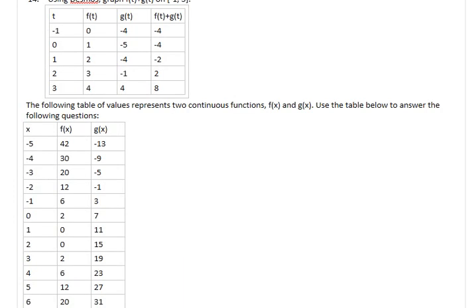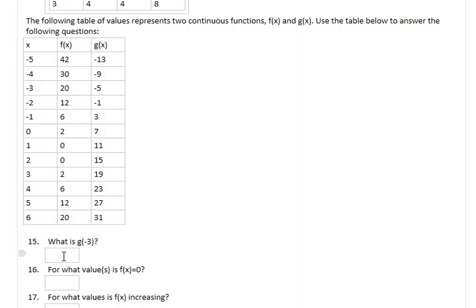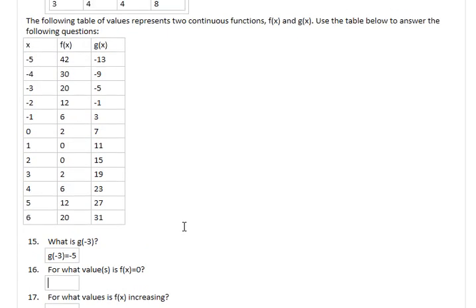Let me see here. All right, here is my new problem, where I have the following table represents two continuous functions, f of x and g of x, and we are going to use this table to answer a couple questions. First off, we have g of negative 3. So we go to negative 3 on my x, go across to g is negative 5.